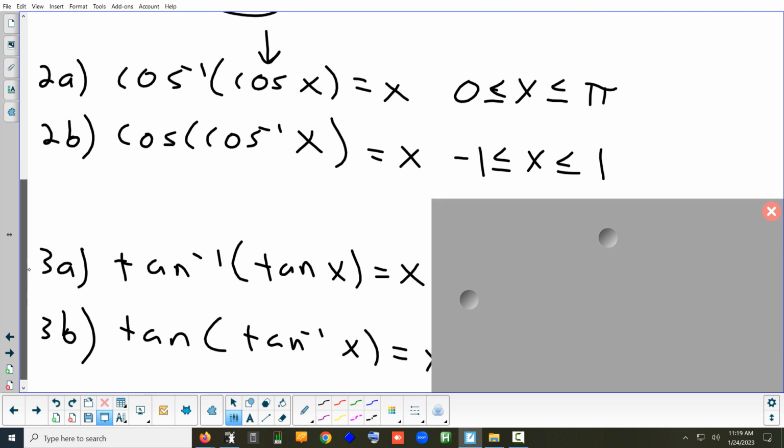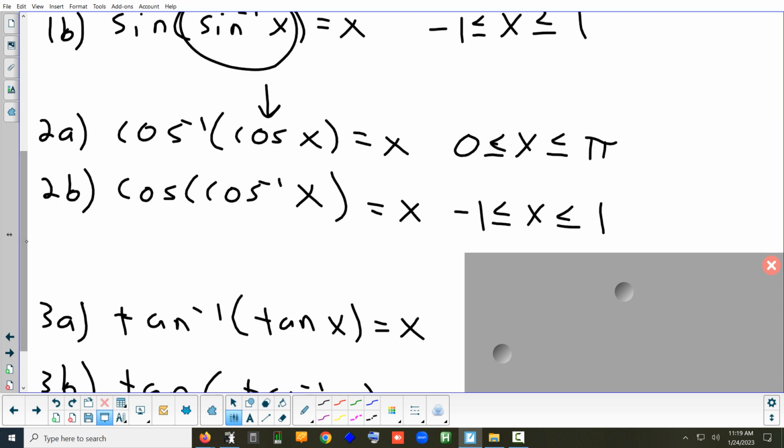What's an example of another section that would work for 1A? Pi over 2 and 3 pi over 2. I think that would be correct. Yeah, so you could shift it every 360 degrees. You could just shift it to the next cycle, but there's another one within the same cycle too. I think you're right. Pi over 2 and 3 pi over 2.